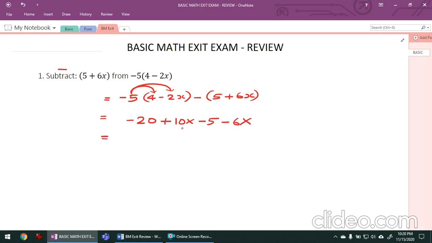Now you see, group the terms with x and terms without x. See here, we have 10x and minus 6x. 10 minus 6, 4x. Minus 20 minus 5, you have minus 25. Minus 25. So this is the answer.